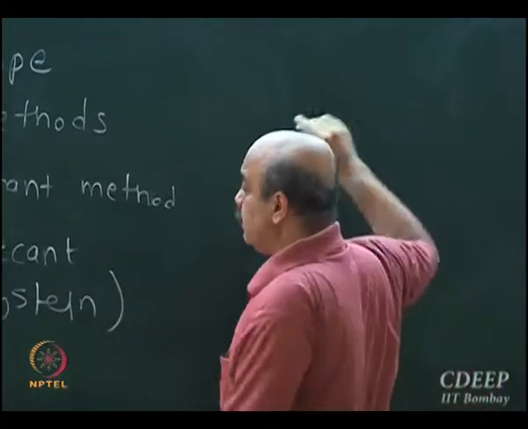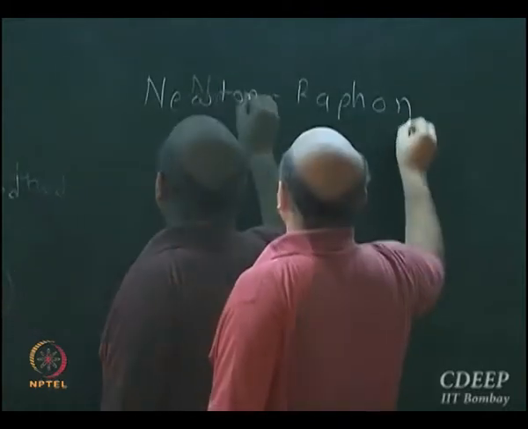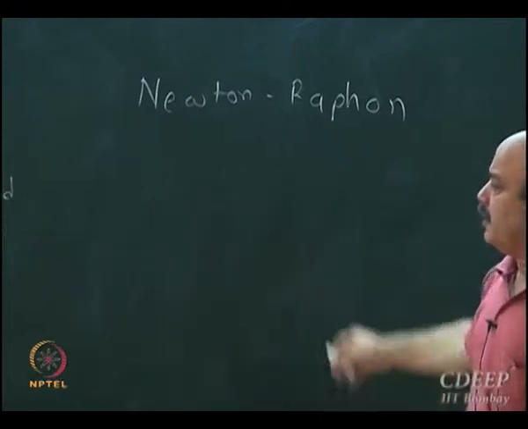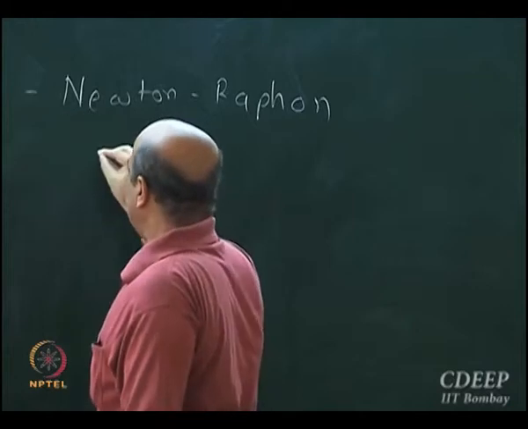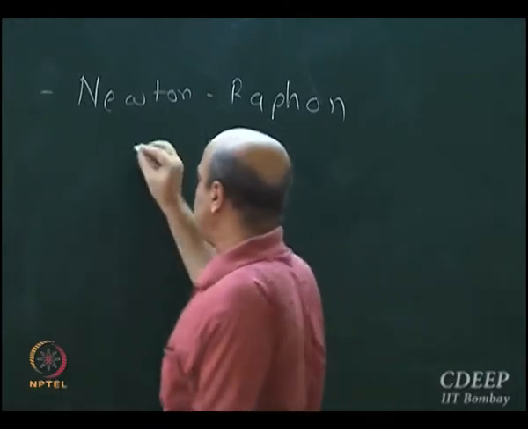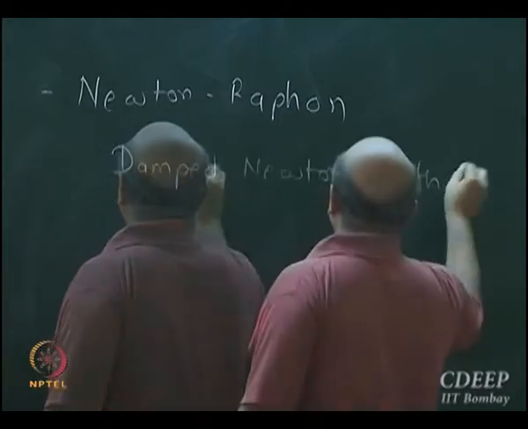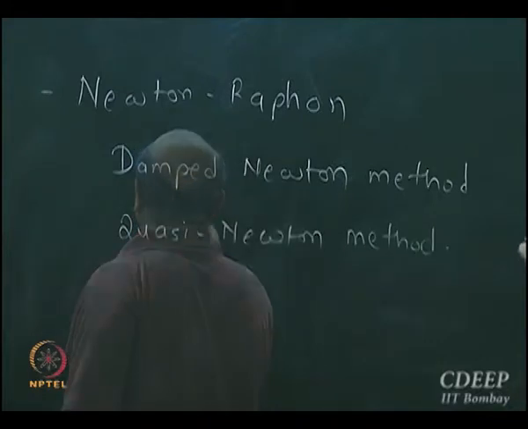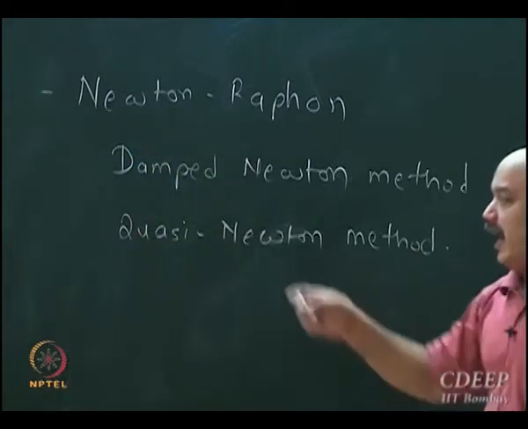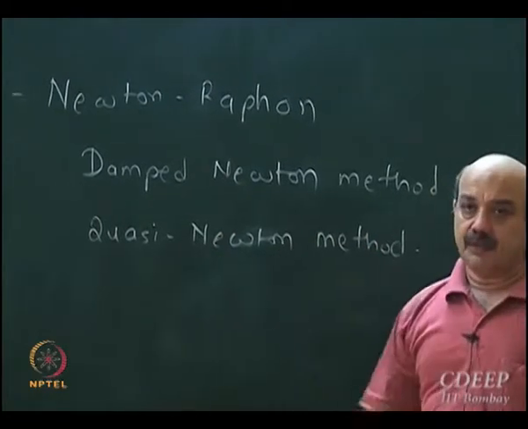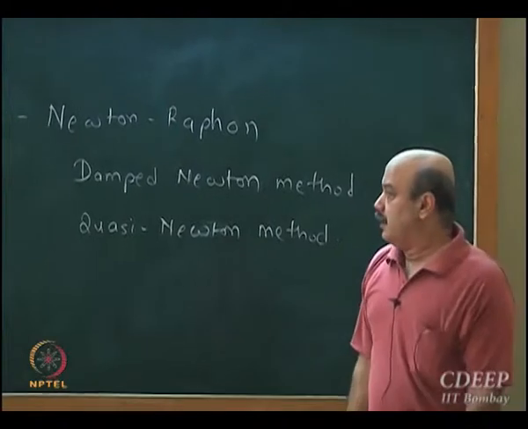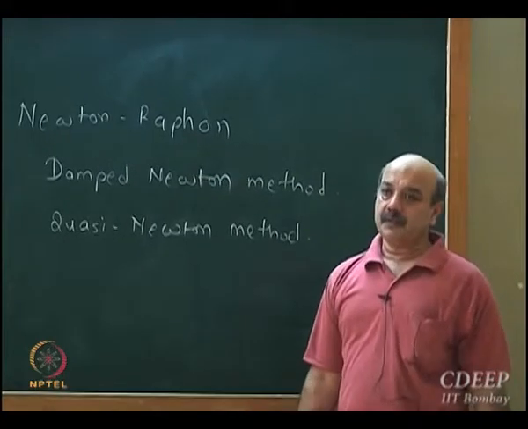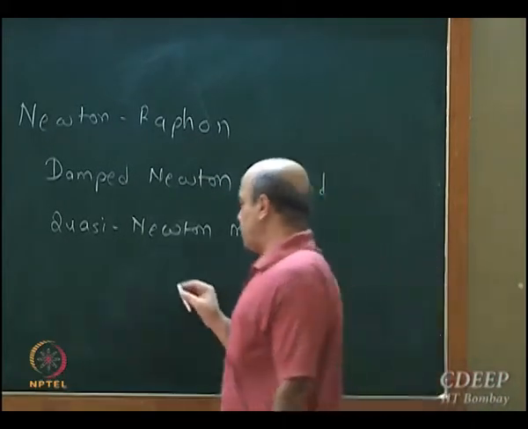Under the same category, we moved to Newton-Raphson or Newton's method, sometimes known as the Newton-Raphson method. Here we had some modifications. So damped Newton's method. Then we looked at the quasi-Newton method. Damped Newton method was adjusting the step length. Quasi-Newton method was a Jacobian matrix update using rank 1 matrices, or Broyden's update. So this was using Broyden update.